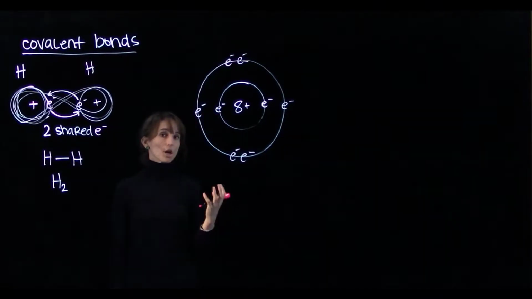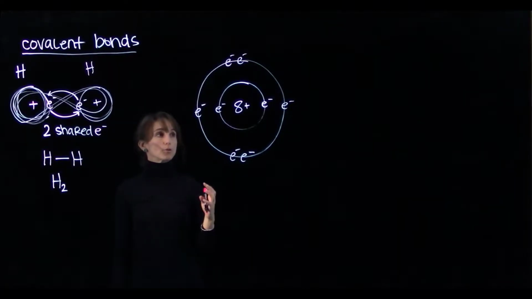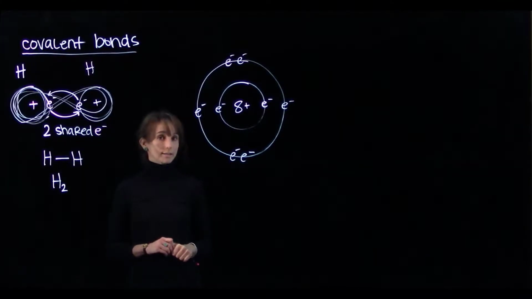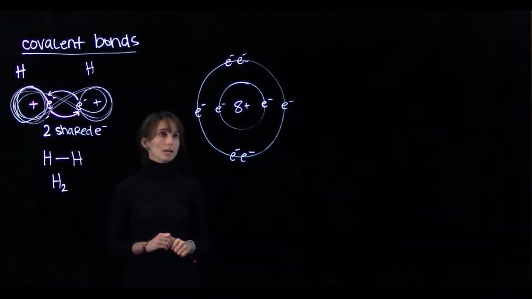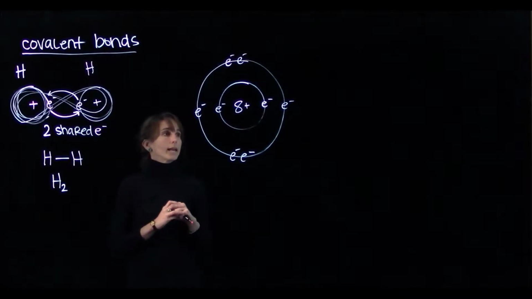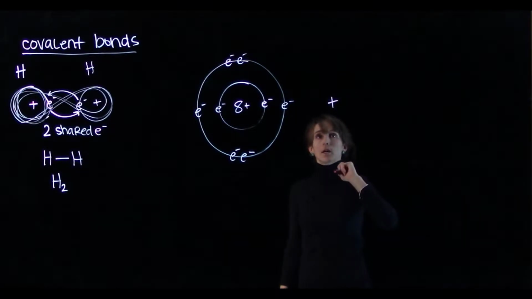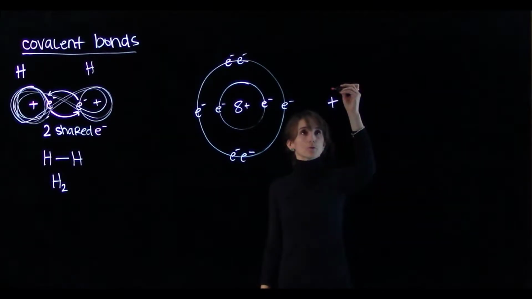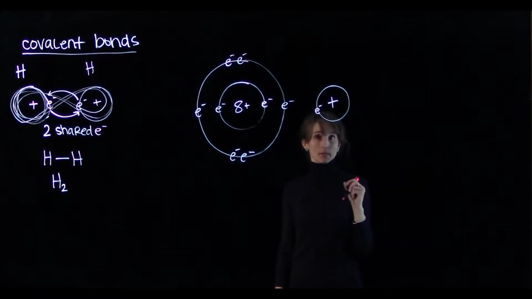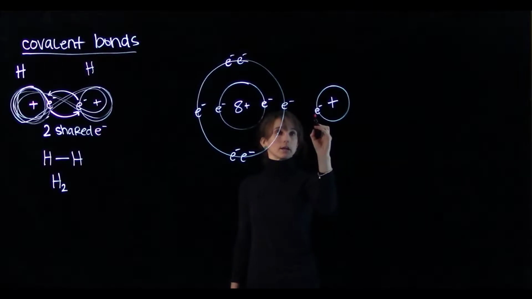We know the second shell can hold 8. It only has 6 right now, so the outer shell has vacancies, which means that oxygen is unstable and will participate in chemical bonds in order to fill those vacancies. Now, if we have, let's say, a hydrogen over here, 1 positively charged proton with 1 electron orbiting in the first shell. These 2 can share electrons.